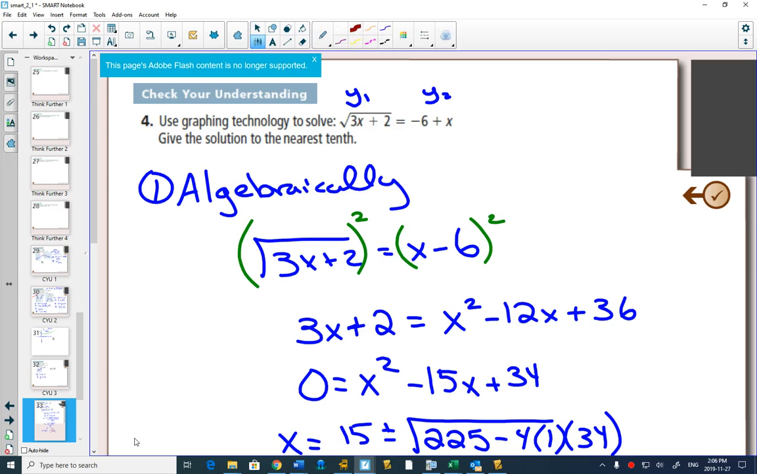So questions for this one, where you can check with your graphing calculator but try to do it algebraically, is question number 9.